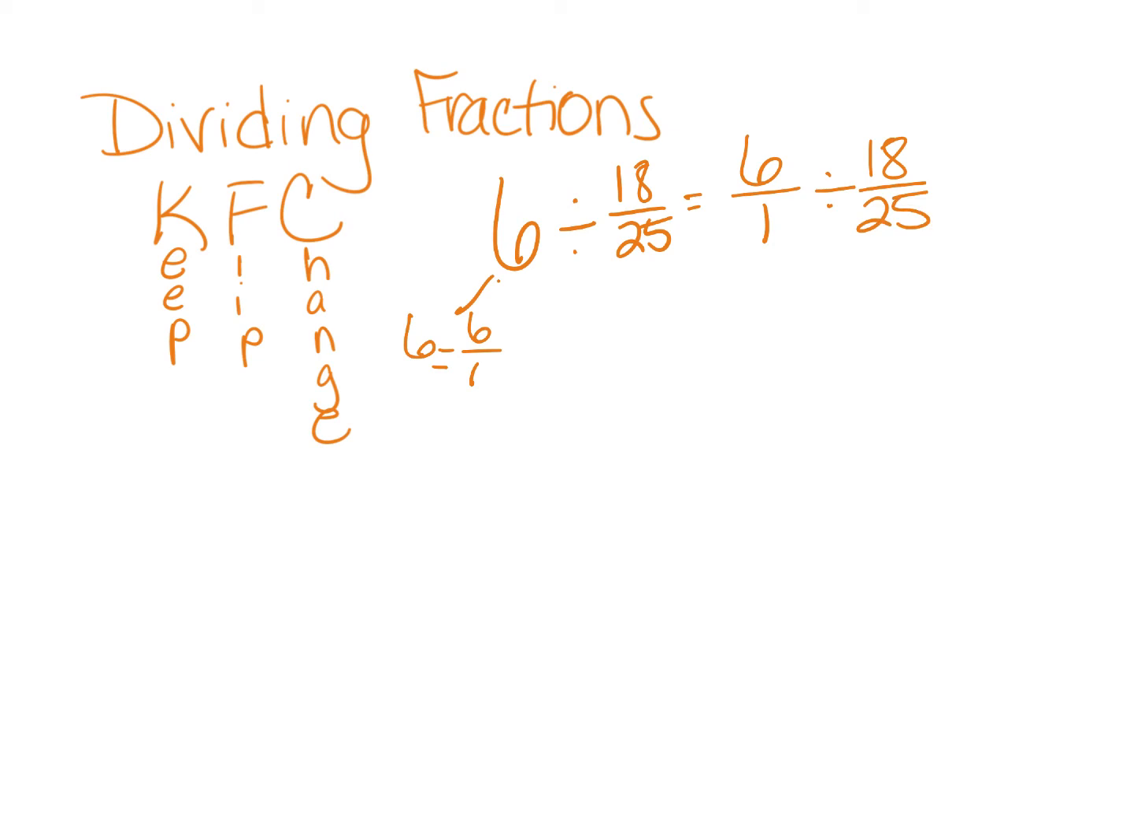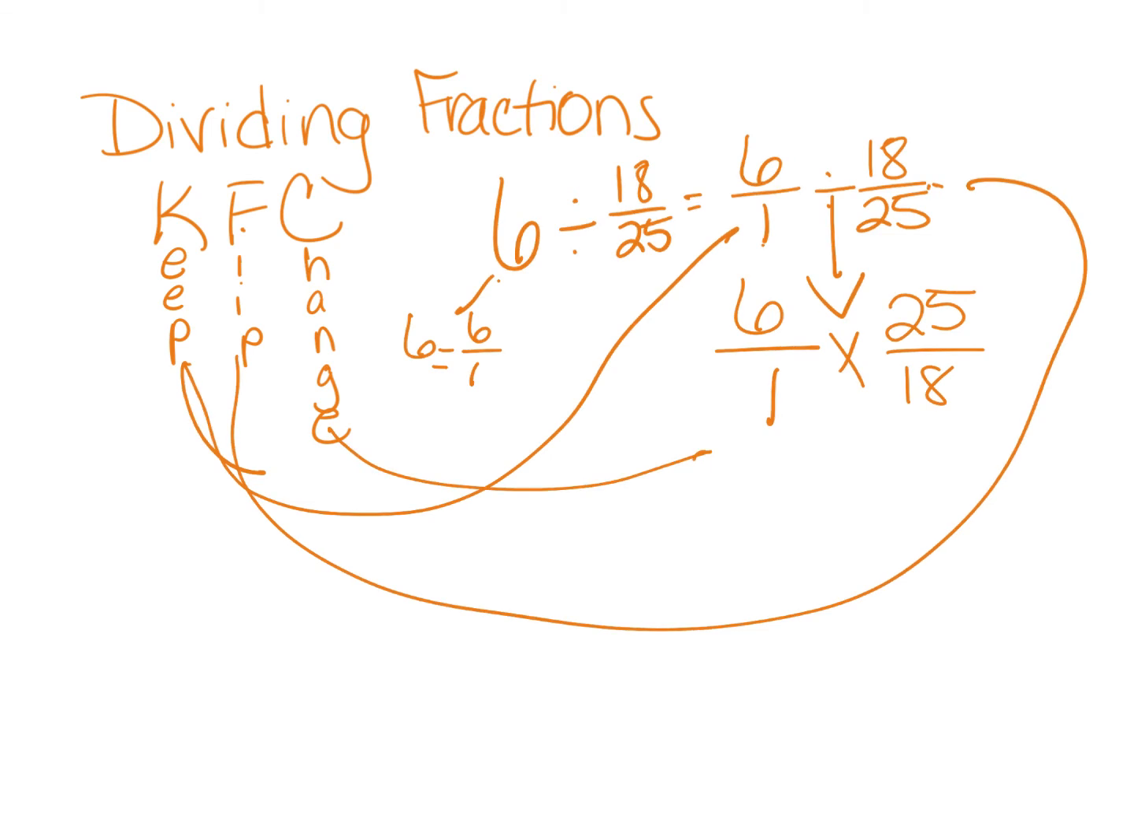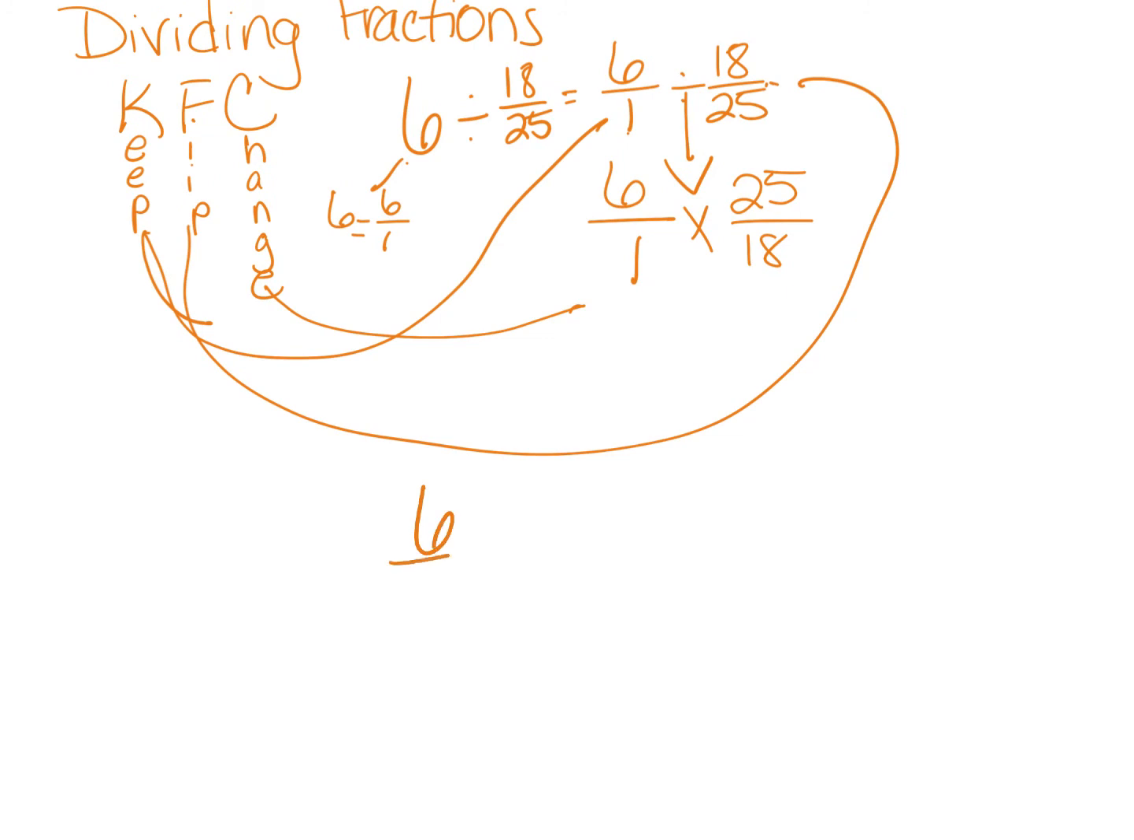All right, here we go. You ready? So here's our fraction. Keep the first fraction. Keep. F for flip. You're going to flip this fraction, 25 over 18, and change division to multiplication, okay? So you keep the first fraction, you flip the second fraction, and you just invert, and you change the sign from division to multiplication. Now, then you're going to do the same exact thing. I'm just going to rewrite it here so you can see it without all of my drawings here.